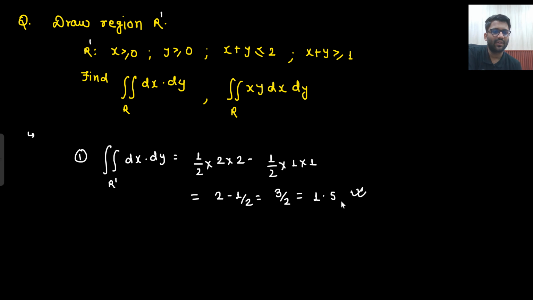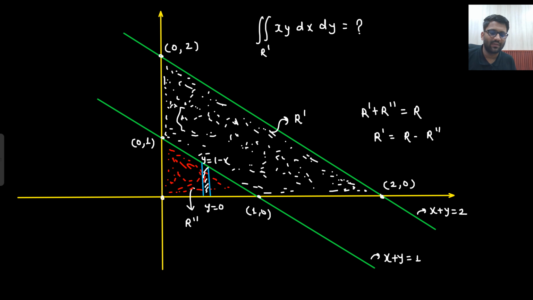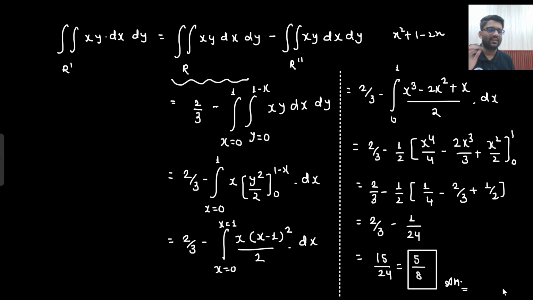So in this second question, what was the important point? First was choosing the strip. I got to know that choosing the strip is difficult here. So I already know the surface integration of the previous thing, right? Of this particular region. So from this particular region, I can subtract this region, and I will get my answer. What answer am I getting? I am getting the answer as 5 by 8.